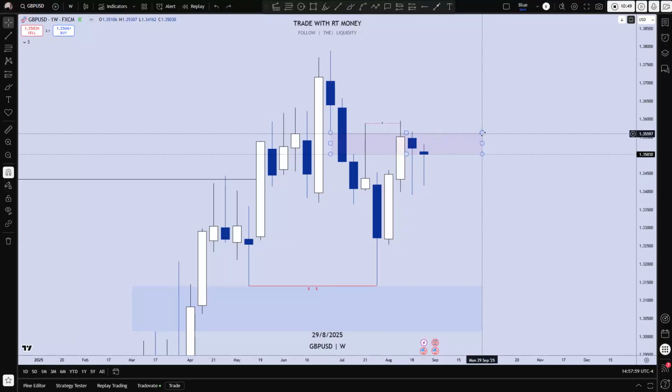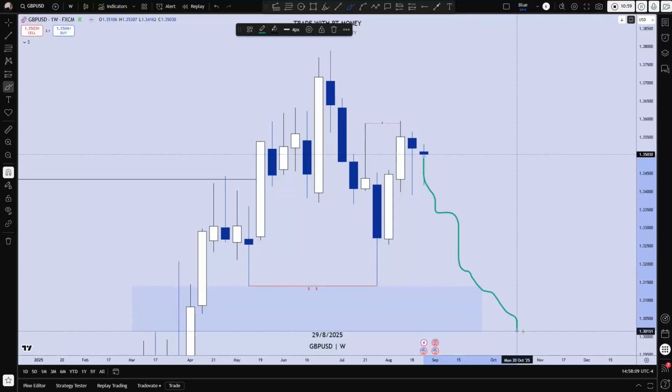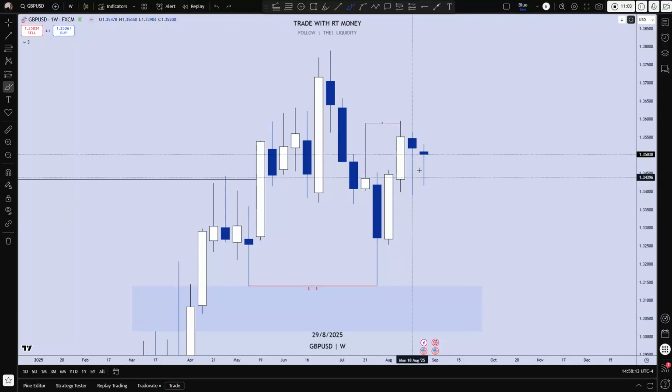What I tend to do is look at the highs. It swept liquidity. I think we may see price continue down lower from current price levels. If we look at it weekly, this is an inside bar.